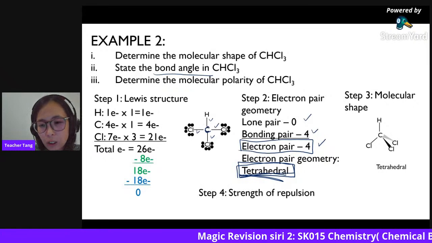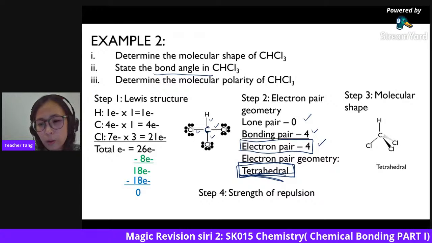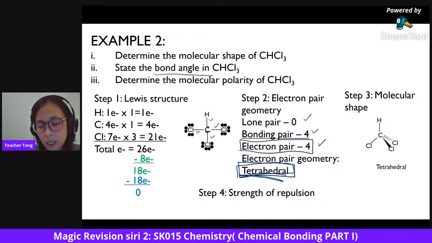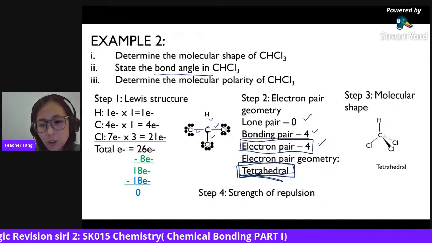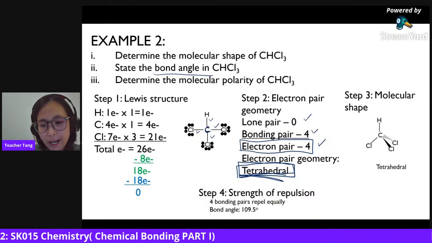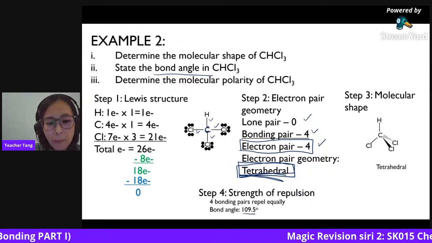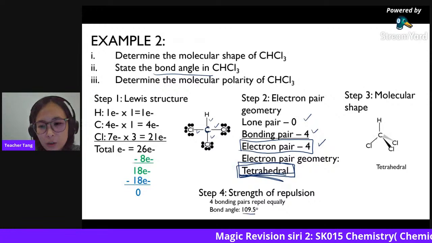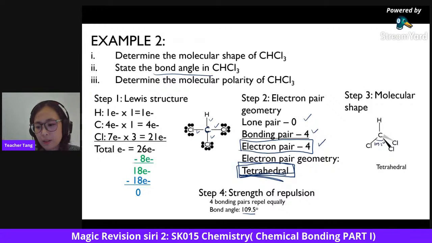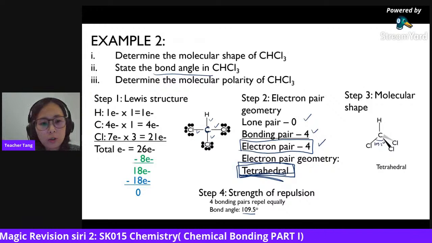So to determine the bond angle, we need to determine the type of repulsion and also the strength of repulsion. So here we have 4 bonding pairs. They repel each other equally. So again, the bond angle is 109.5 degrees. Okay, so that is the bond angle.